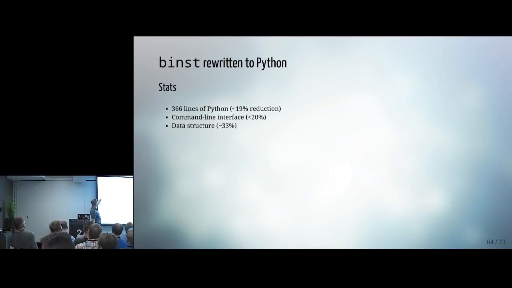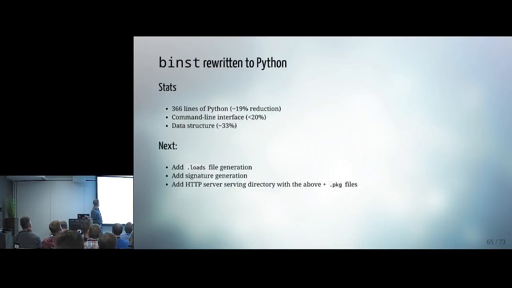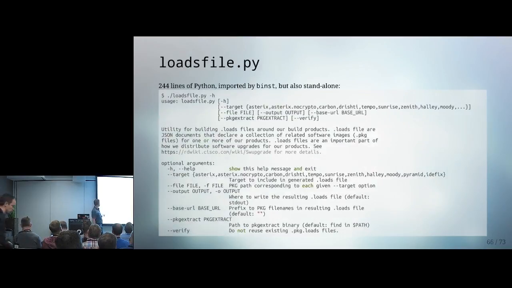So the rewrite basically ended up cutting 19% of the lines from the shell script. The command line interface now takes less than 20% of the file, and the data structure takes about a third of the file. And at this point, I can start adding new features to the Python script.